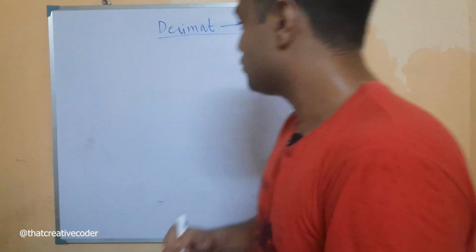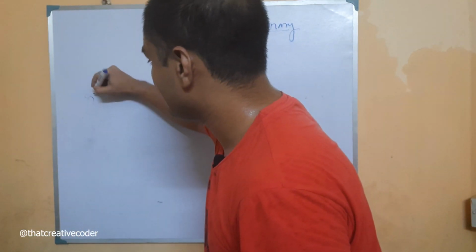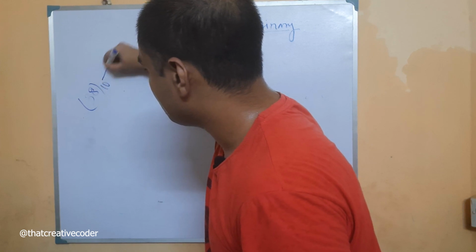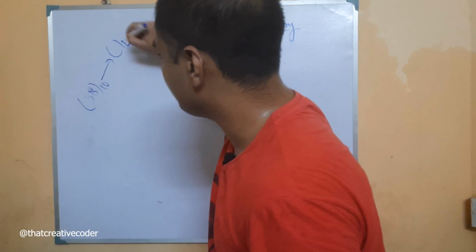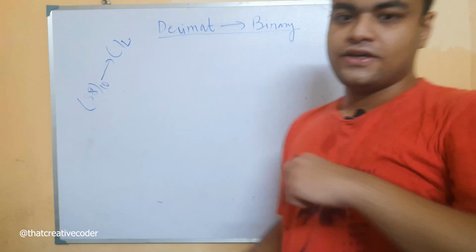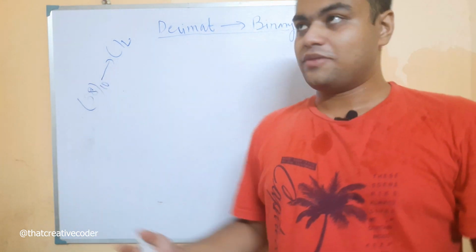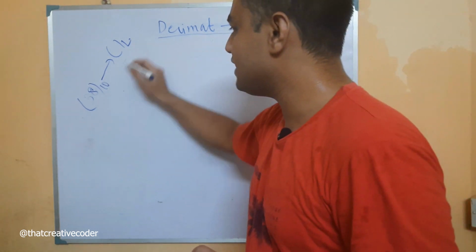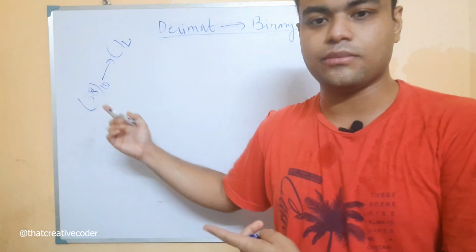Remember, we will convert 38 to binary. Let me write it down over here. 38, decimal to binary. We need to convert this. I'm perspiring a lot because the fan is off, so don't mind. 38 to the binary number we have to convert.